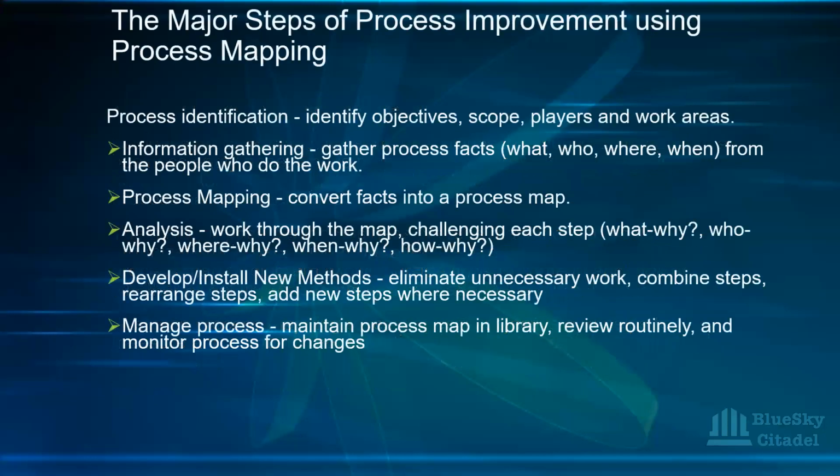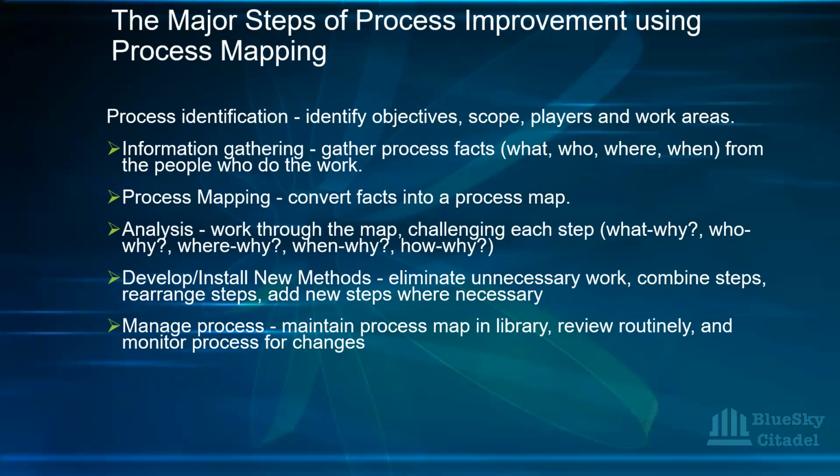Because we're going to do a lot of practical, I just put some slides together for us to have a concept of what we'll be doing. So the major steps of process improvement using a process map. The first thing is process identification. It helps us identify the objective, the scope, the players, the work area.